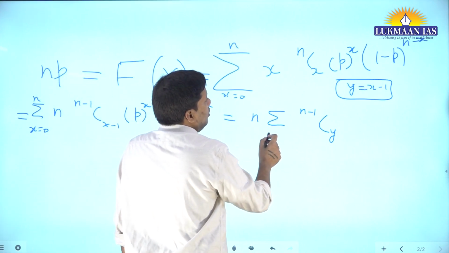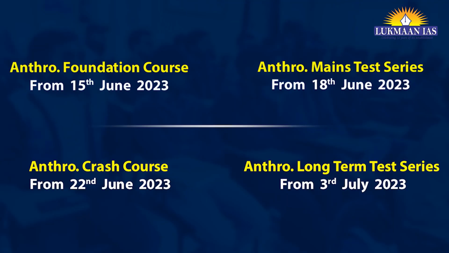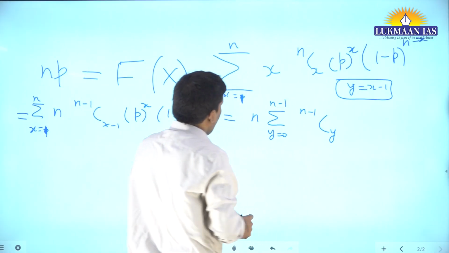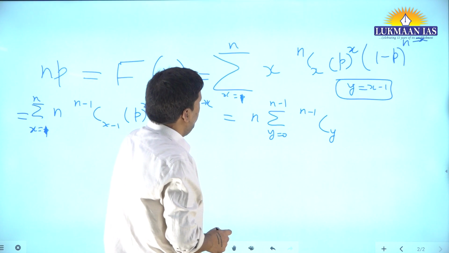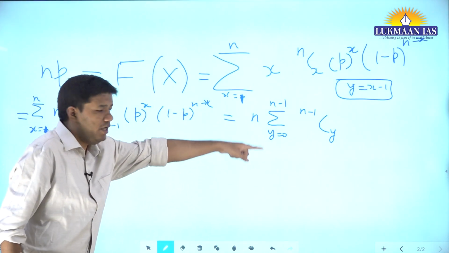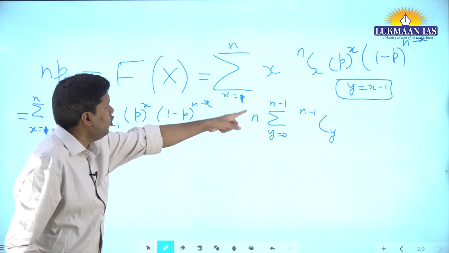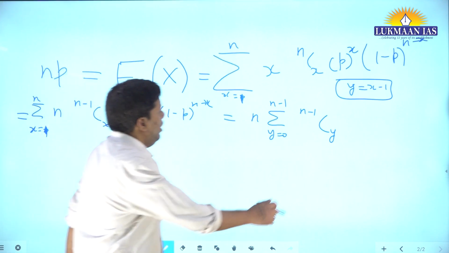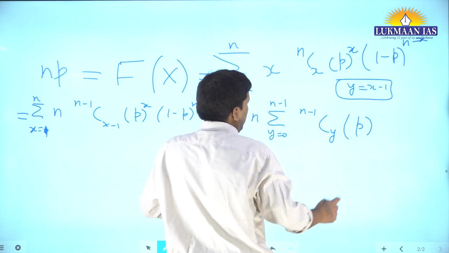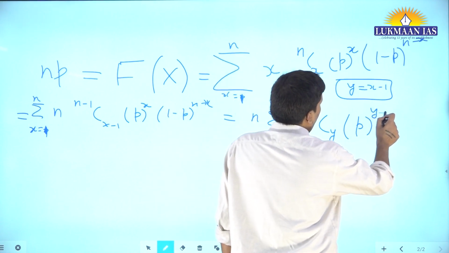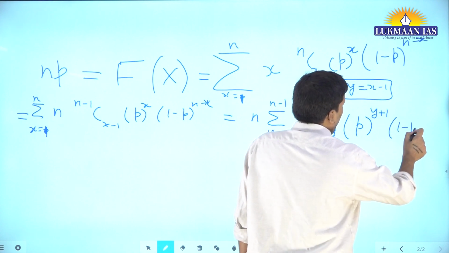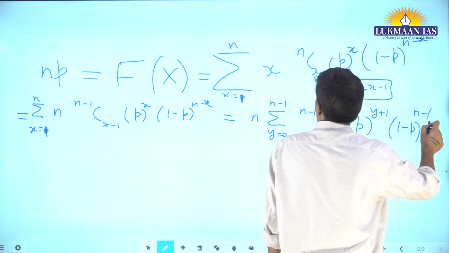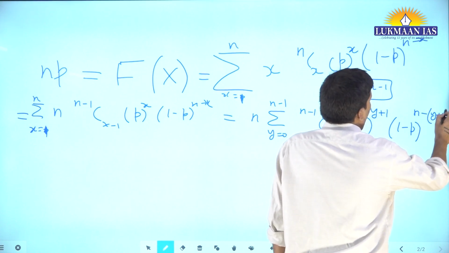So it will become x is equal to 1, not 1 to n. Here it will become y is equal to 0 to n minus 1. You are substituting x minus 1 equal to y, and I'm just changing the limits. Here it was x is equal to 1, it becomes y is equal to 0, and n minus 1. And at the place of p to the power x, I will write p to the power y plus 1, and at the place of n minus x, I will write n minus y plus 1. Any problem? Fine.